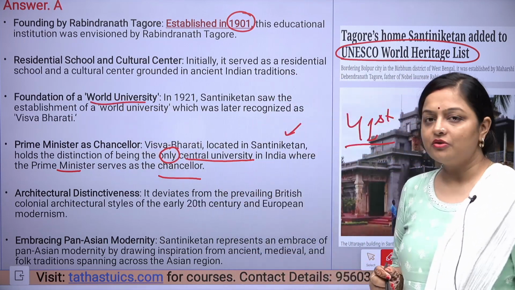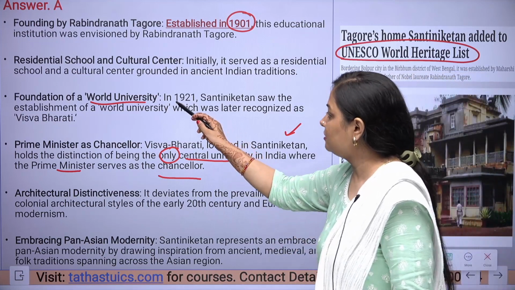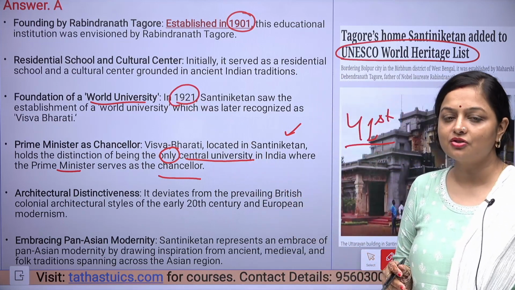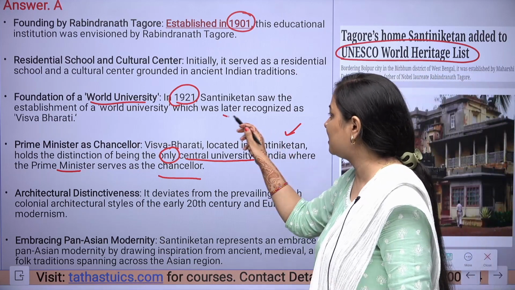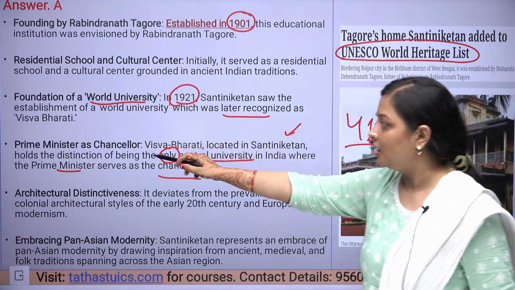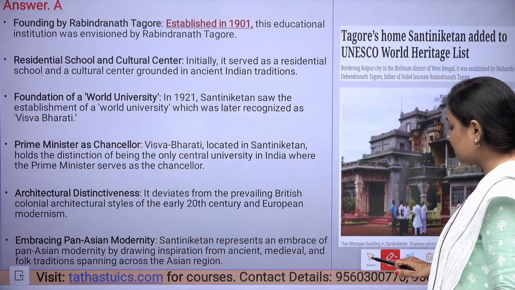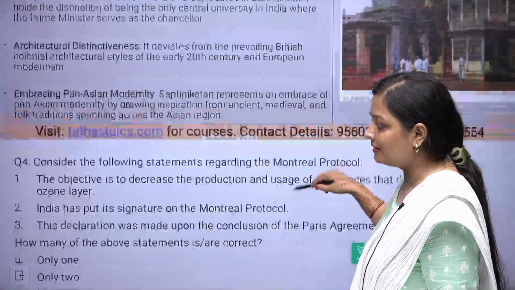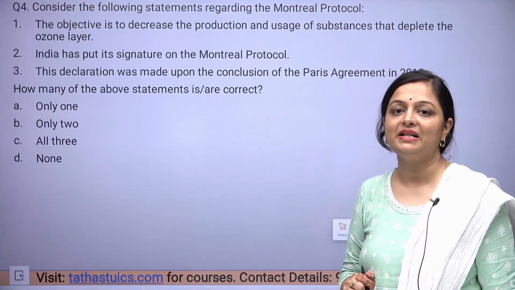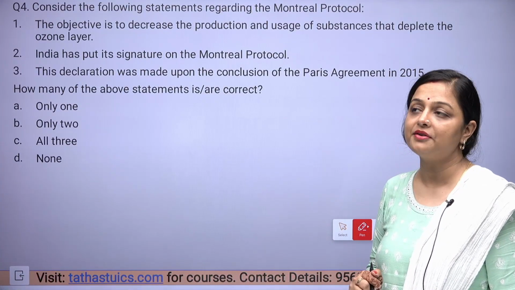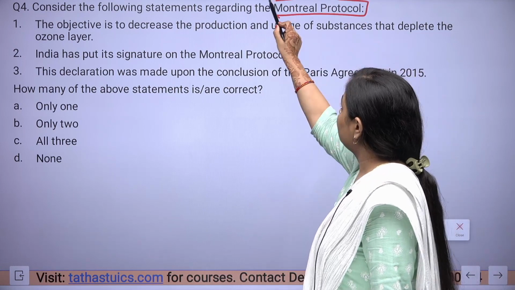World University Foundation. In 1921, Shantiniketan saw the establishment of the World University, which was later recognized as Vishwa Bharati. Vishwa, World University. So in 1921 it came to be known like that. But when it comes to Shantiniketan itself, that actually happened in 1901.